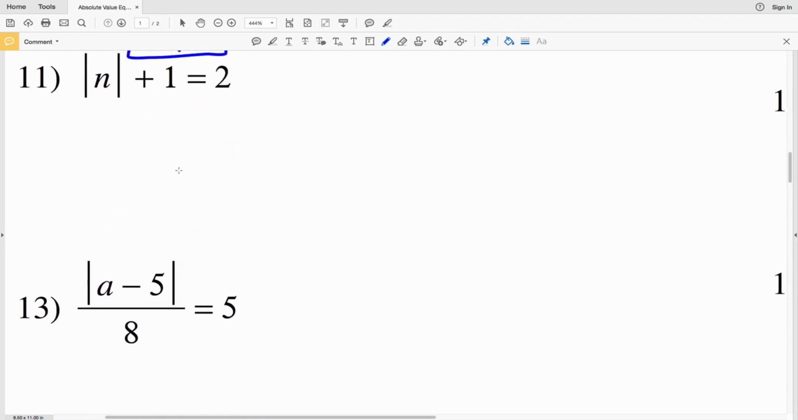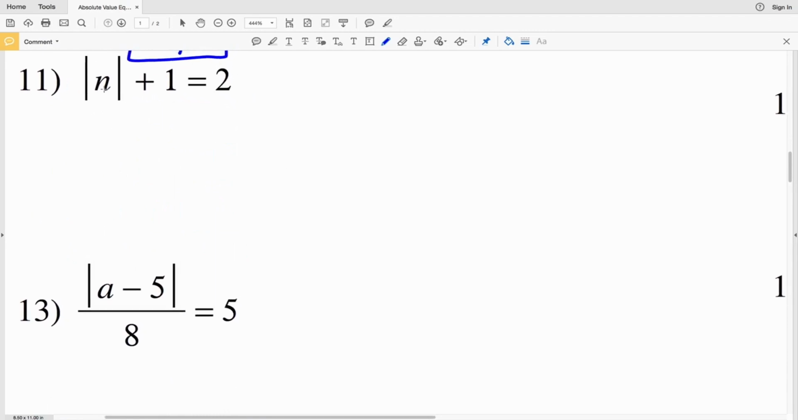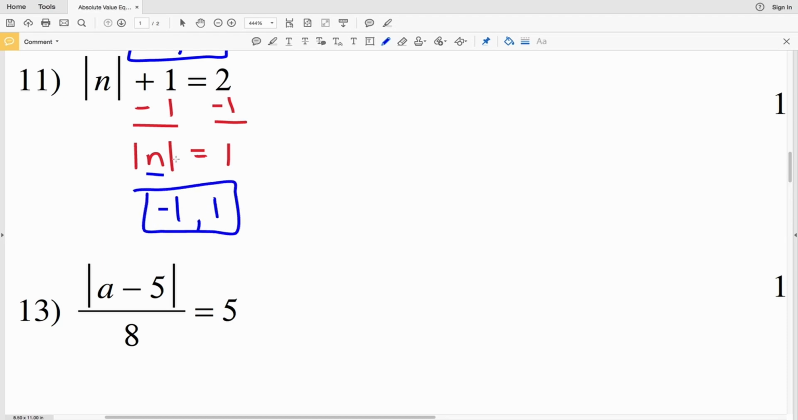In number 11, we have the absolute value of n plus 1 equals 2. Adding 1 occurs outside of the absolute value, so we're going to need to subtract 1 from both sides. That's going to leave us with the absolute value of n equal to a positive 1. And since the absolute value of n equals a positive 1, this n can either be negative 1 or it can be a positive 1 for number 11.